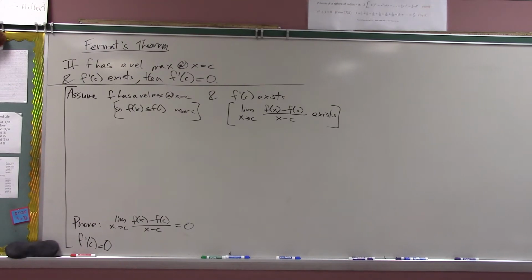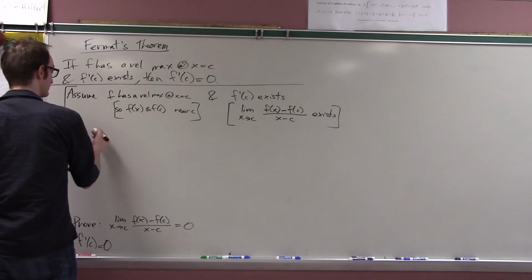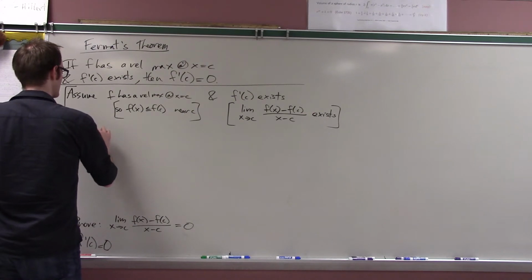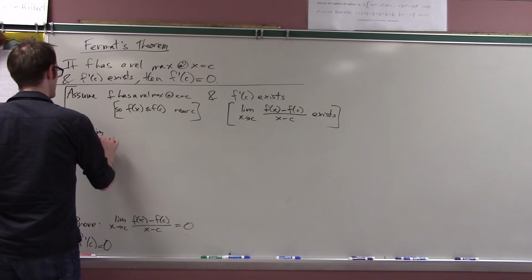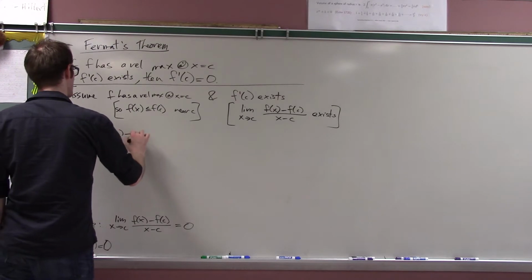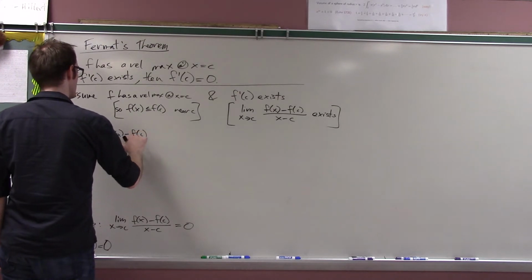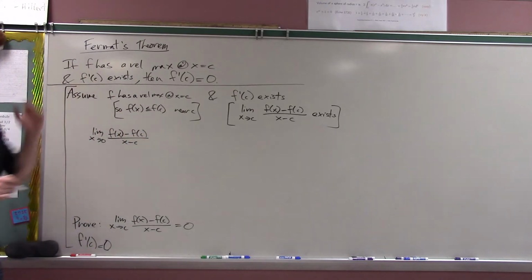Look at that limit. Let's just start with the limit, right? We just begin. We take the limit. I mean, proof sort of begins here. We're going to take the limit as x goes to c of f of x minus f of c over x minus c. Prove to me that this limit is 0. I demand it. Now, prove to me that this limit is 0.